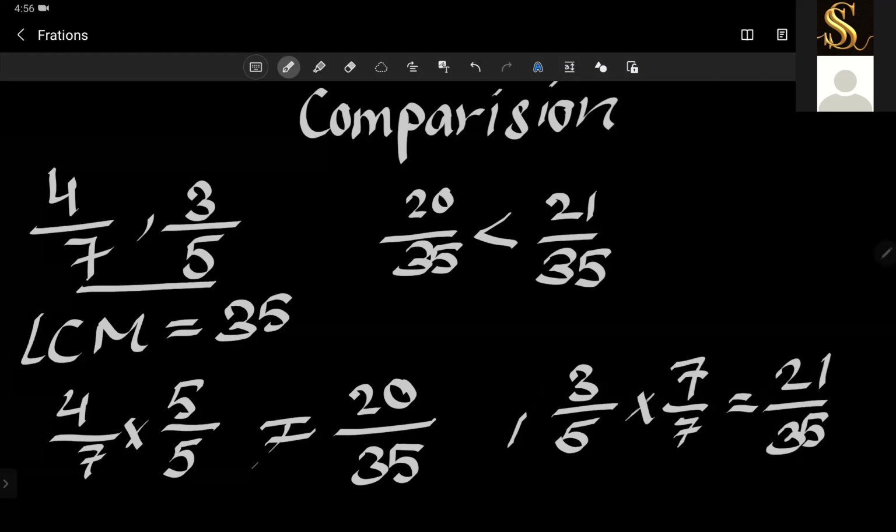So here, as you can see, 3 upon 5 is bigger than 4 upon 7.